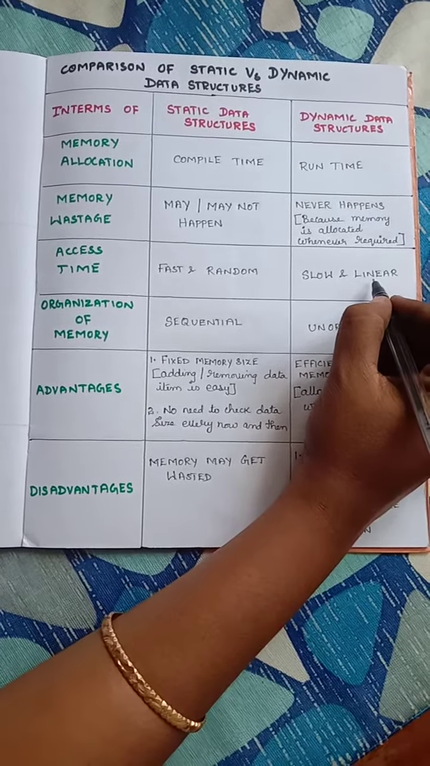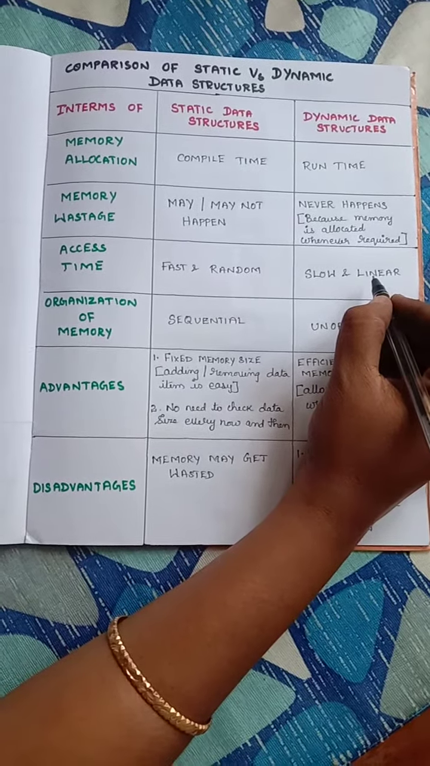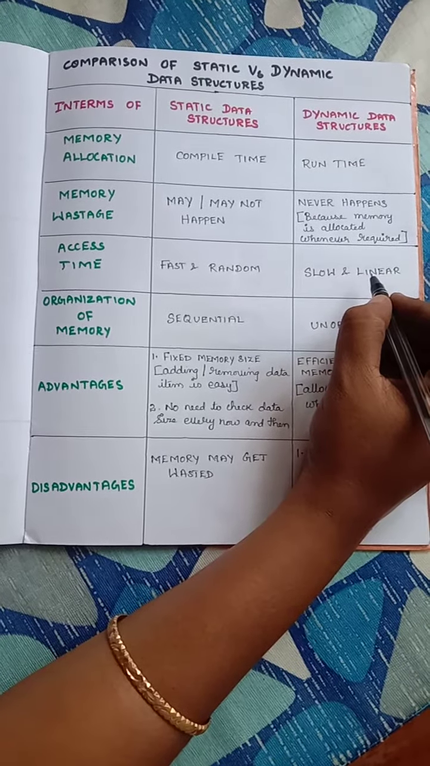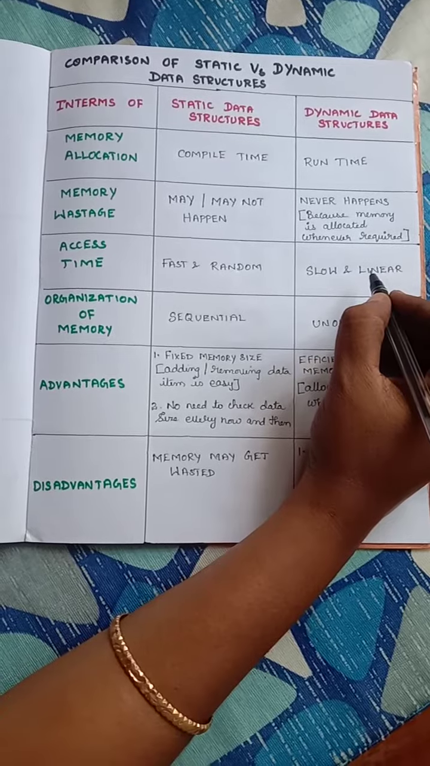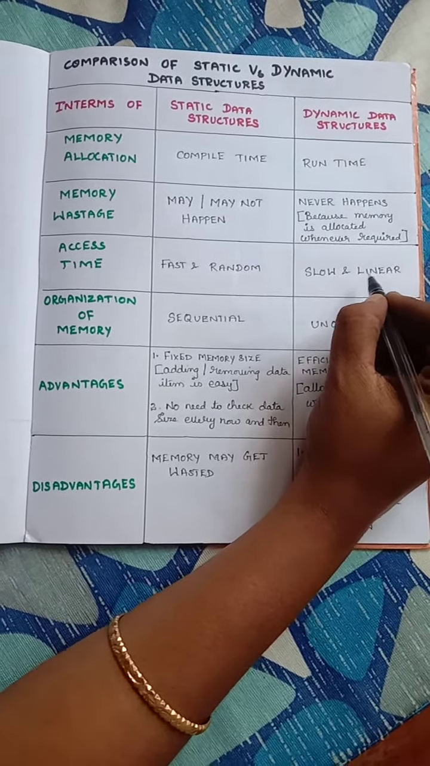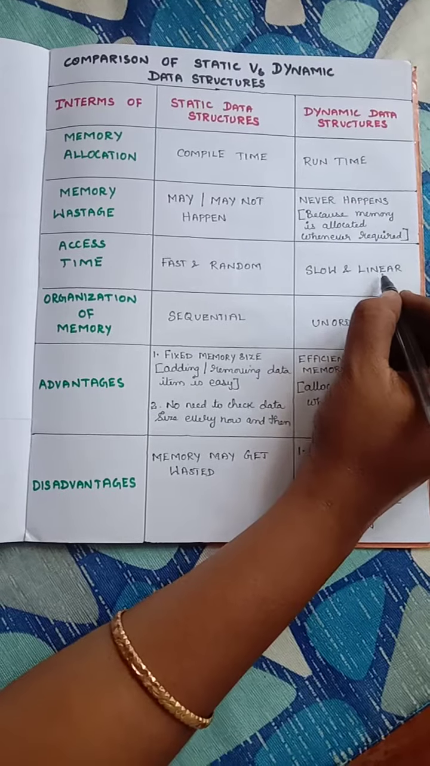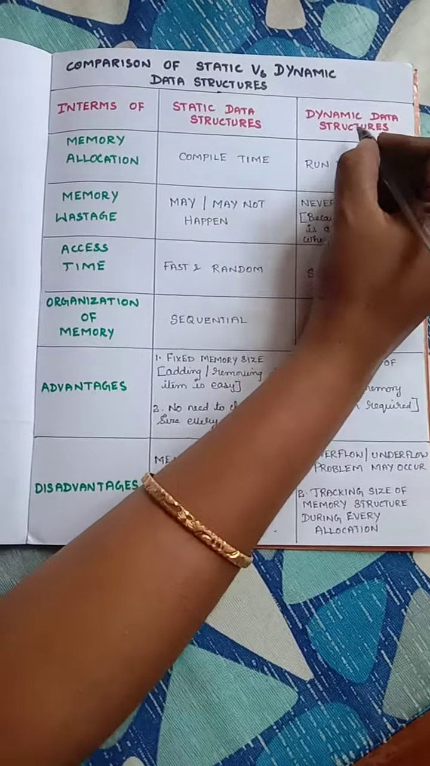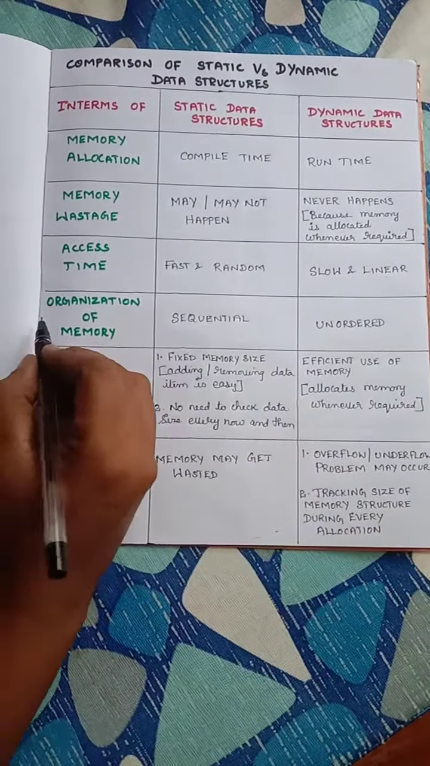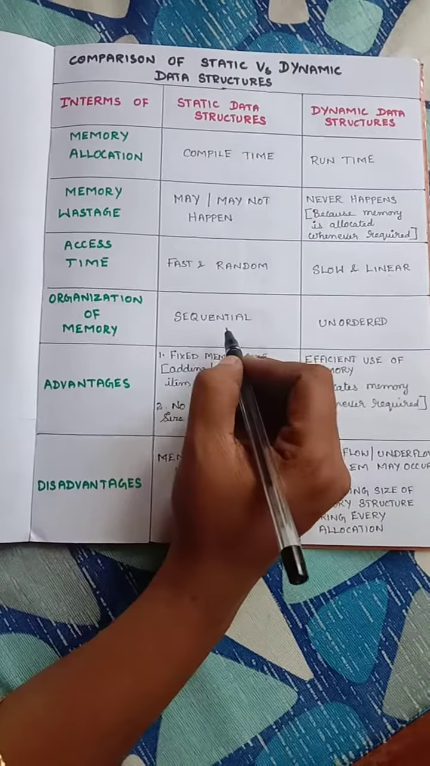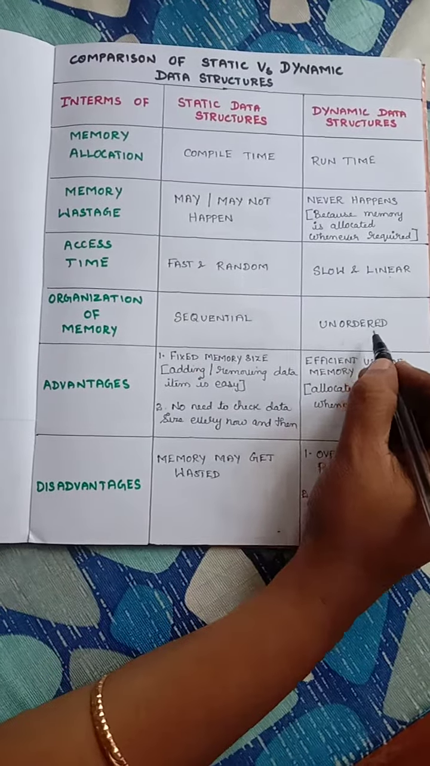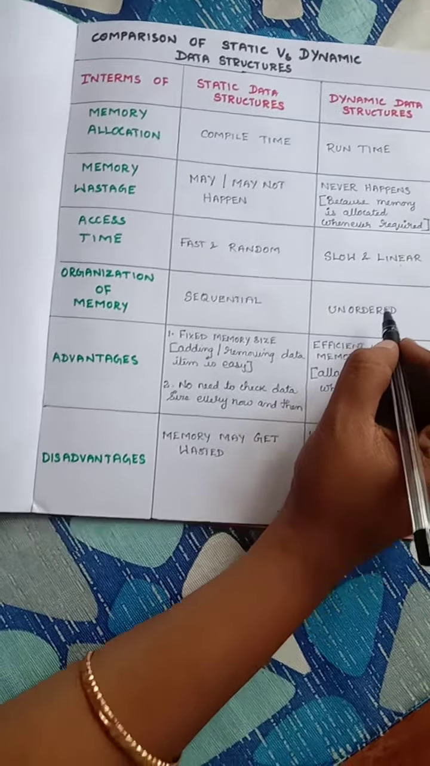Why? Because the nodes are connected in such a way that the first node holds the address of the next node. If you want to reach an in-between node, that is, an intermediate node, then you have to start from the beginning only. That is why linear access happens in the linked list. That is why the dynamic data structure's access time is linear. Organization of memory: sequential organization of memory in static, and unordered organization in dynamic data structure.